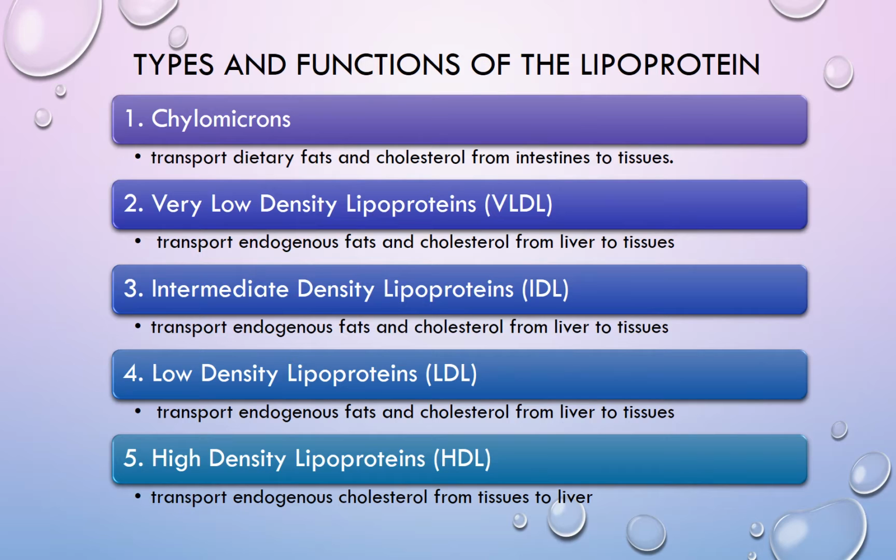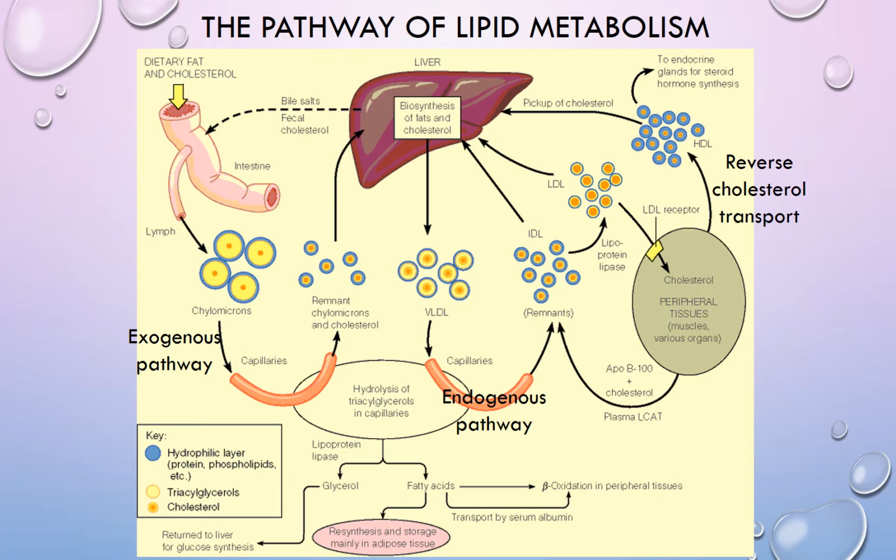First, the chylomicrons. The chylomicrons function to transport the dietary fats and cholesterol from the intestine to the tissue. Second, the VLDL, which is the very low density lipoprotein, the IDL, intermediate density lipoprotein, and the LDL, low density lipoprotein, function to transport endogenous fats and cholesterol from the liver to the tissue. And the last one, HDL, which is the high density lipoprotein, functions to transport endogenous cholesterol from tissue to liver.